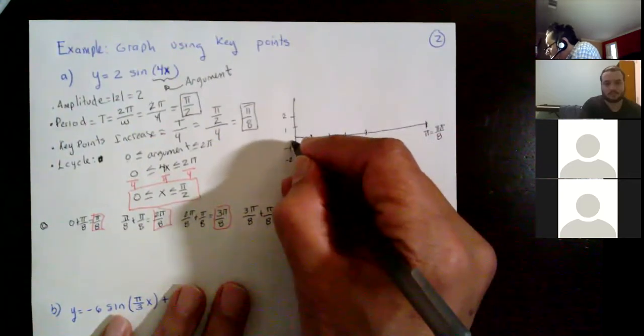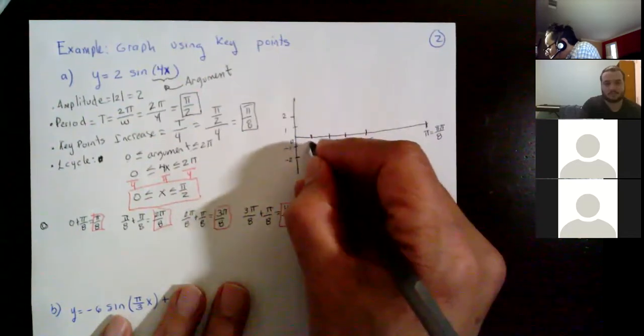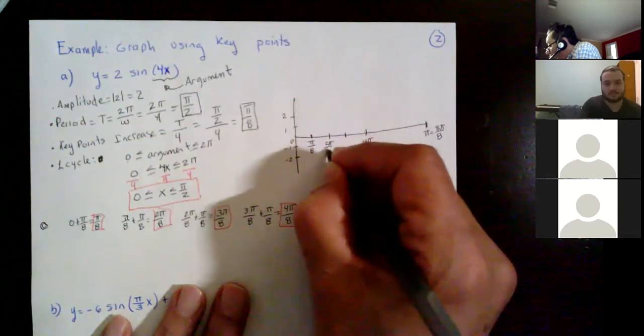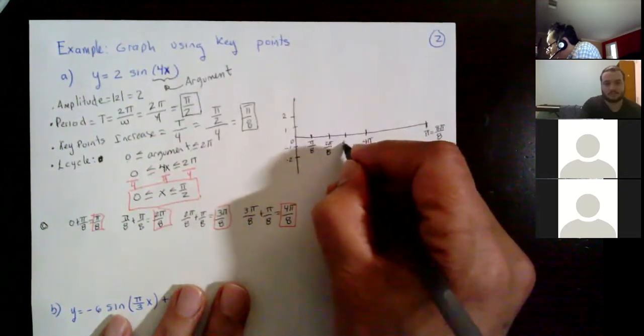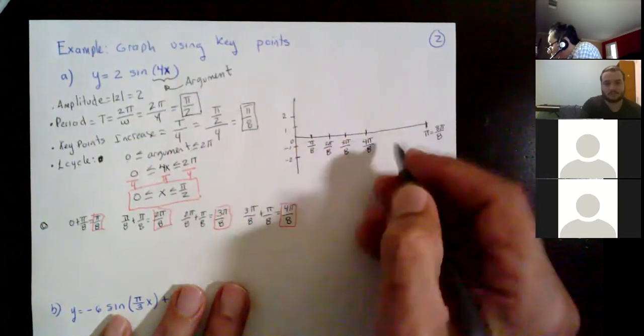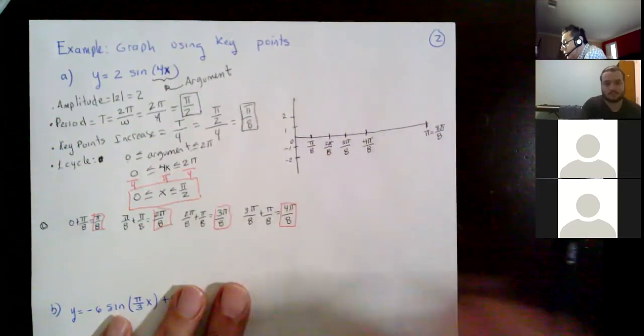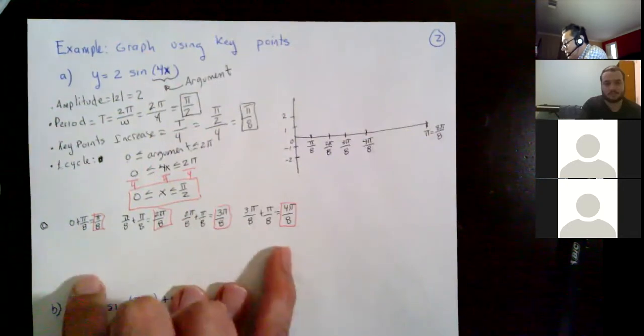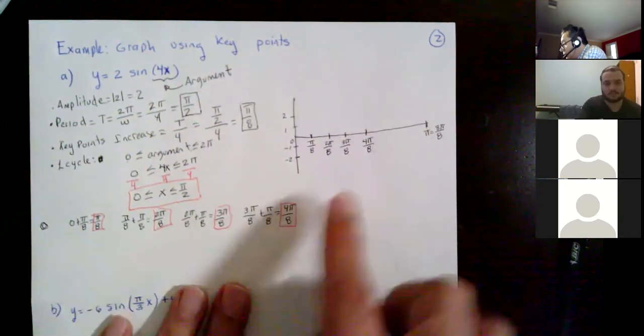And I start, this is 0. And this is pi over 8. This is 2 pi over 8. This is 3 pi over 8. And this is 4 pi over 8, right? That's all I need. If I wanted to just graph one cycle, this is what I need.